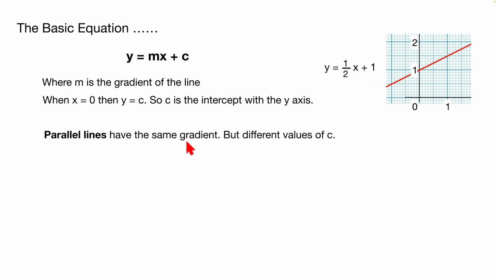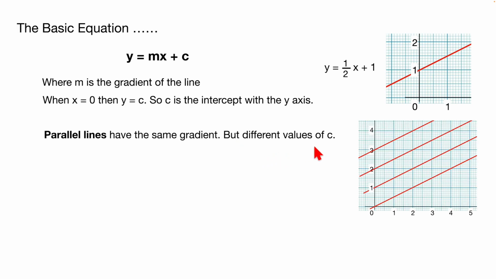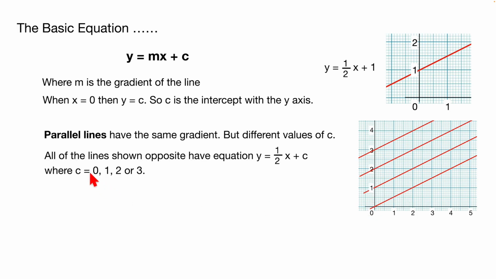Parallel lines have the same gradient but different values of c. So here we can see there's a lot of lines. All of these have the gradient a half, but the c is different. All the lines opposite have the equation y equals half x plus c, where c is 0, 1, 2, 3. Change the c and change the line. Well, that hopefully is obvious. Let's have a closer look though.